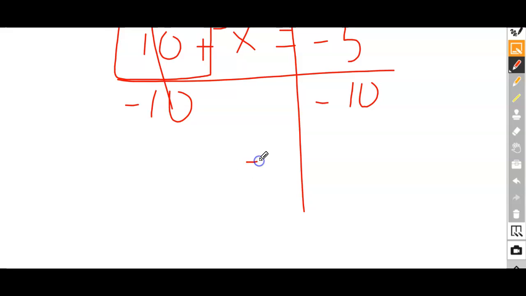I'm left with -x on the left. On the right, I got -5 minus 10. I can't subtract negative numbers. That's keep, change, change. -5 plus -10 then is -15. Is that my final answer? No, because that's what -x is. I want to know what positive x is.